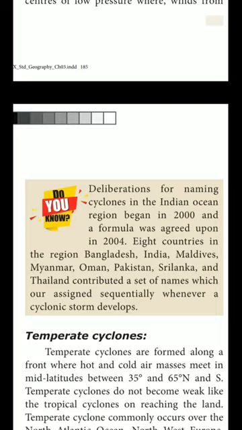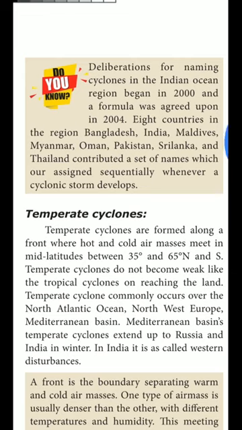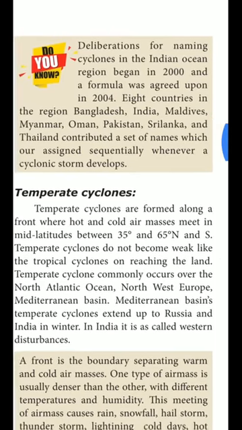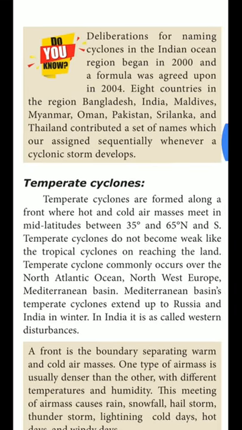Next one is the temperate cyclone. Temperate cyclones are formed along a front where hot and cold air masses meet in the mid-latitudes, between 35 degree and 65 degree north and south. Where does it occur? It occurs where hot and cold air masses meet in the mid-latitudes, that is between 35 degree and 65 degree north and south latitude.